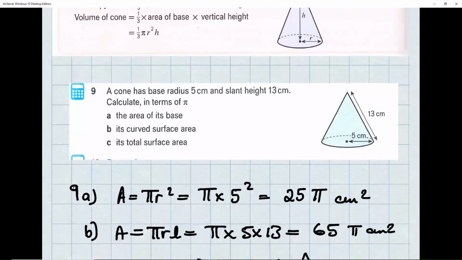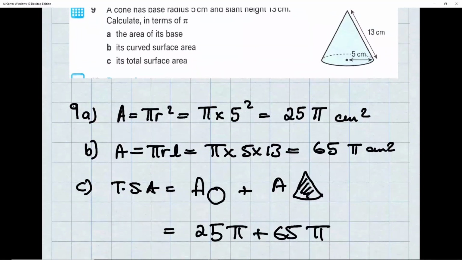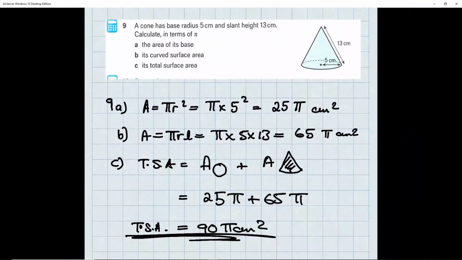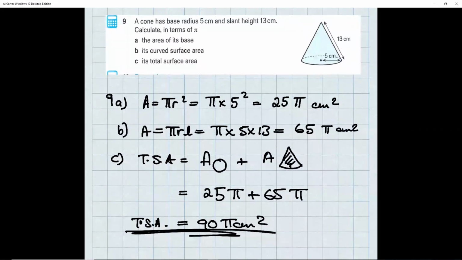Question number 9. Okay, Arwa, can you explain question number 9 for us, please? Read from the screen. It should be the same as yours. The area of the base is? Pi r squared. Lovely. That's right. And what's the radius? 5. And what's the answer in terms of pi? 25 pi. Okay, lovely. What's the area of the curved surface area?